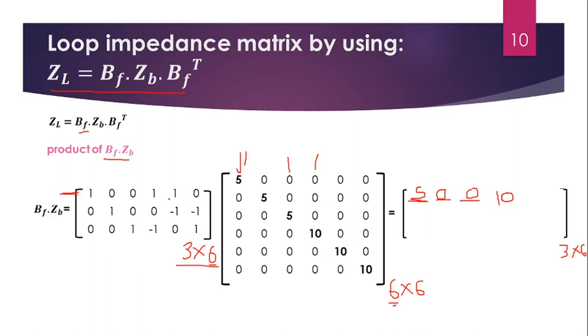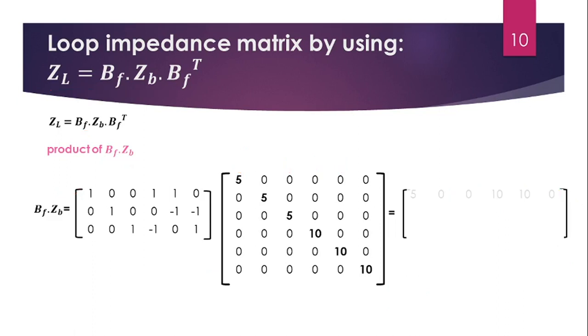In the same way, first row, fifth column, we get the fifth element: 1 into 0, 0 into 0, 0 into 0, 1 into 10, we are getting 10. And the last one, first row, sixth column, that is 0. So in this way we can find this matrix. In the same way we can go for the second row and third row elements. So at last we get the matrix multiplication of these two matrices, and the resultant first row is 5 0 0 10 10 0. In the second row we get 0 5 0 0 minus 10 minus 10.